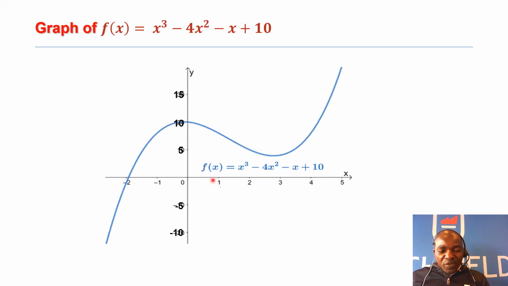On this graph of our function, you can see that the function is continuous at x equals 1. At x equals 1, our y is going to be 6. So if you check the graph here, our graph is continuous.